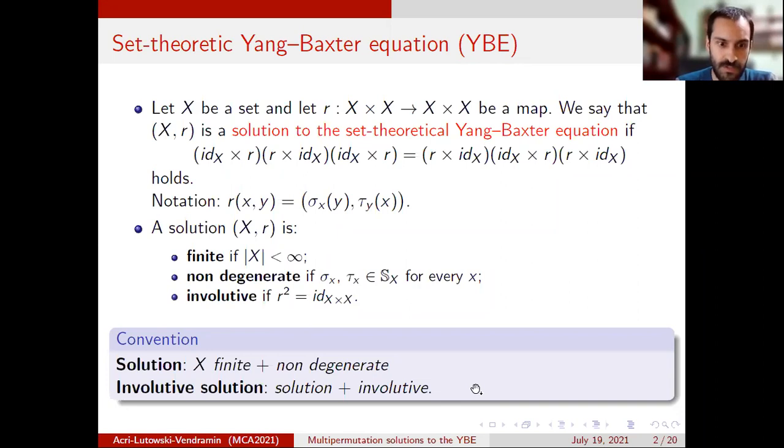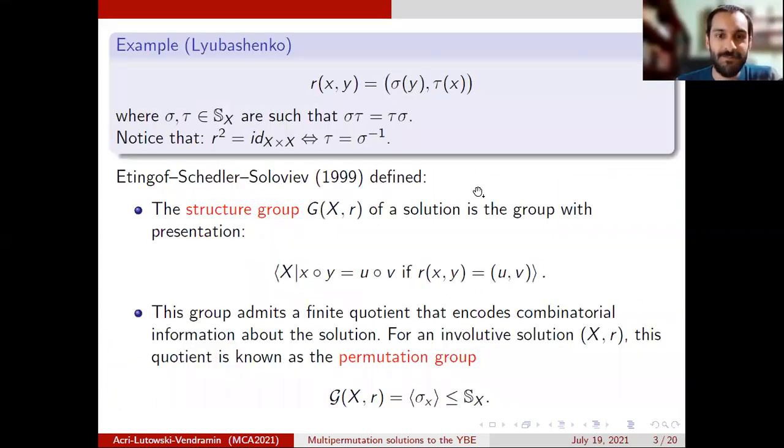So in what follows, whenever I say a solution, I mean a finite non-degenerate solution, and an involutive solution will be a solution that is involutive. Okay, so an easy example of a solution is this map where sigma and tau are fixed permutations that commute, and this solution will be involutive if and only if tau is the inverse of the sigma map.